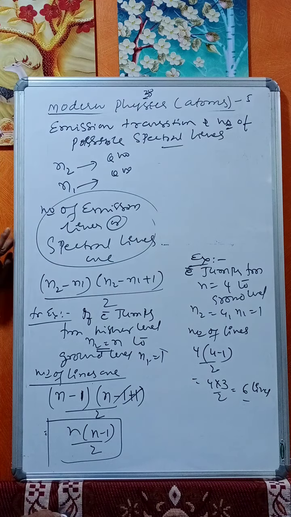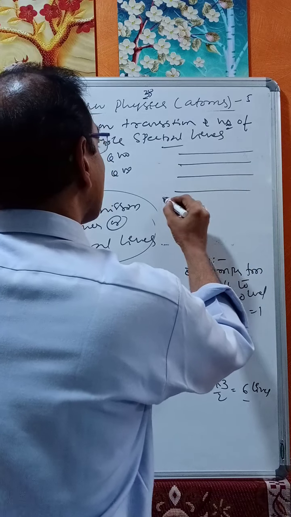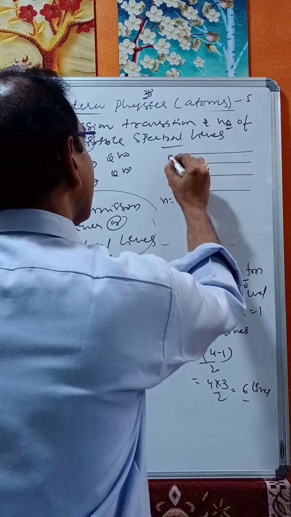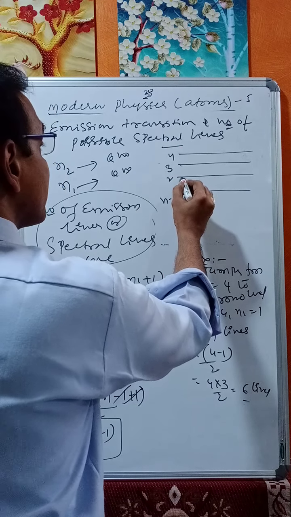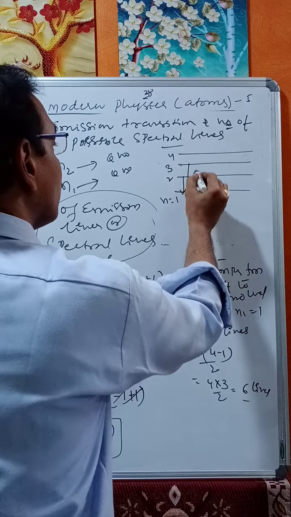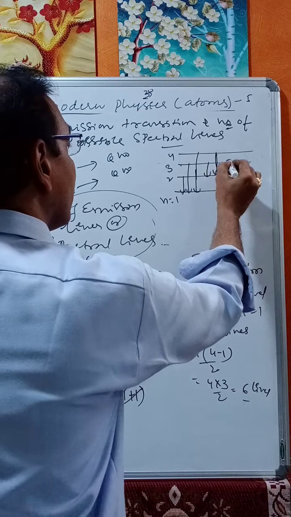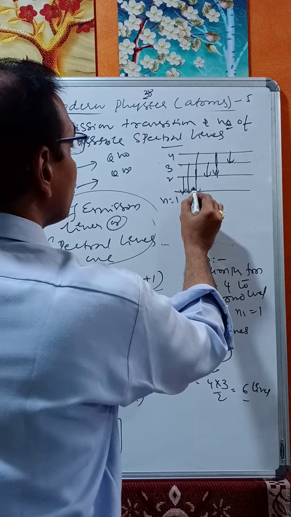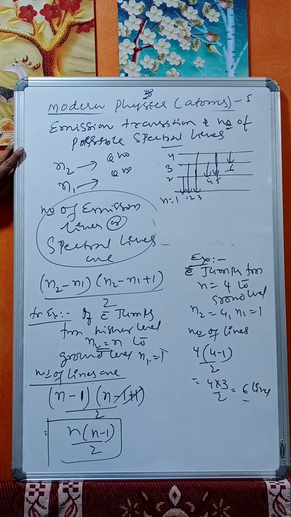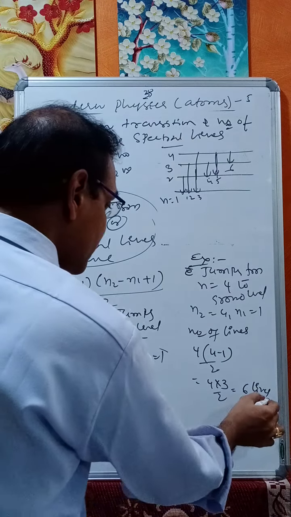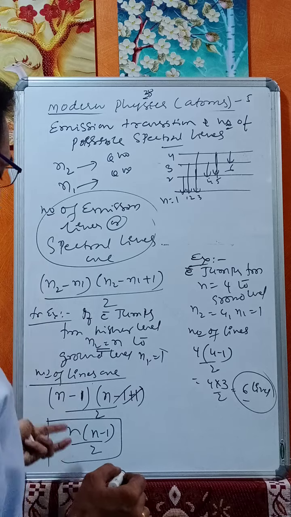How do we get these 6 lines? Take the levels n equals 1, 2, 3, 4. The electron jumps from the higher level 4 to lower levels. The possible transitions are counted: 1, 2, 3, 4, 5, 6. Therefore, the number of possible transitions is 6, so 6 lines are observed. This is the justification for this.